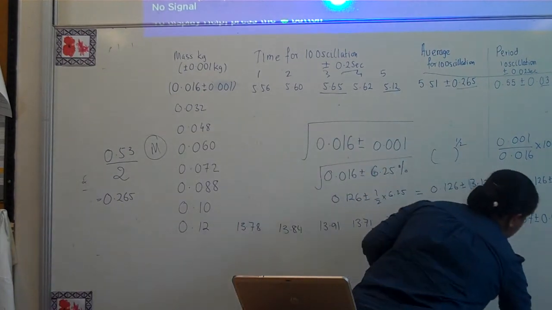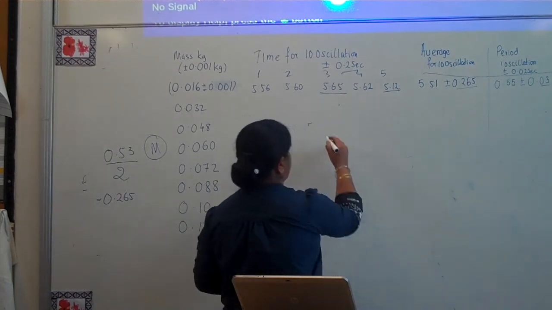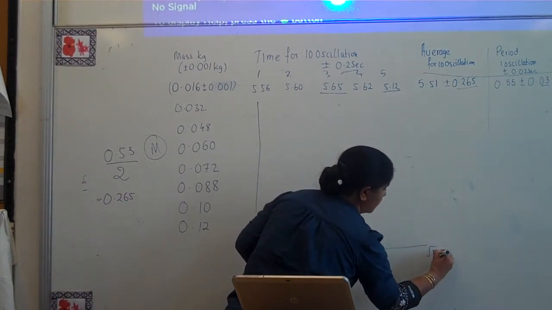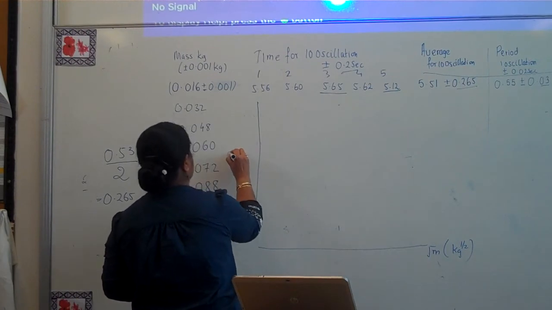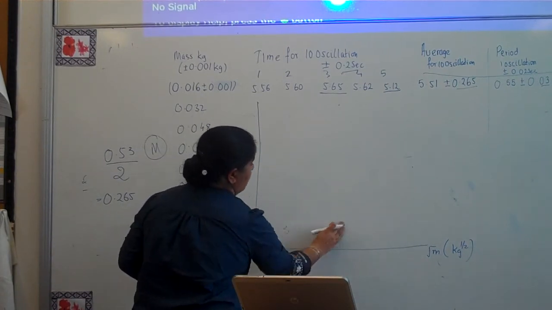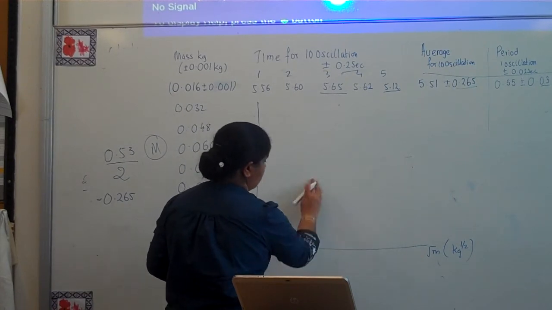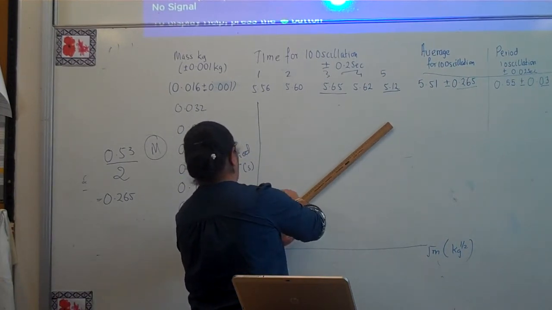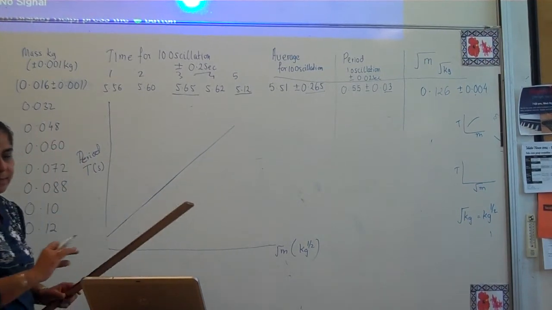No. Next, what we are going to do is, once you have got all these things done, make a graph of square root m in kg raised to half against time period, capital T in seconds, and plot the points. Suppose your first point is here, second point is there. What I'll do is I'll draw the line and then I'll put the points on just to make it quick. Okay, this is my line.